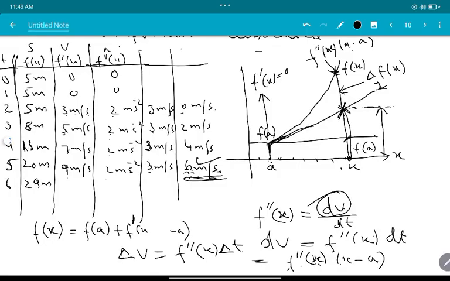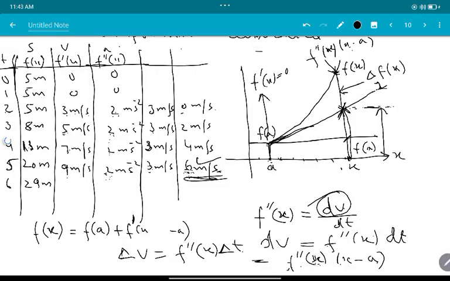Rather, here acceleration is 2, here 3, here 4, here 5. So acceleration will be changing. But then acceleration has two parts. One, a constant part, 2, 2, 2, 2. Another, a variable part, 1. But thank God, the rate of change of acceleration is constant. Rate of change of acceleration is constant.